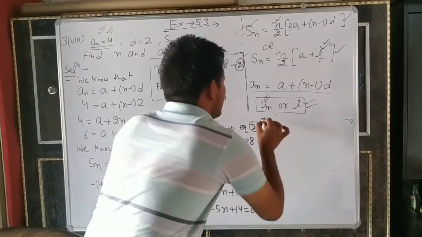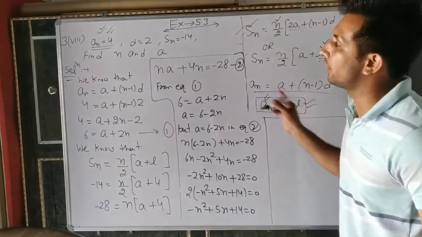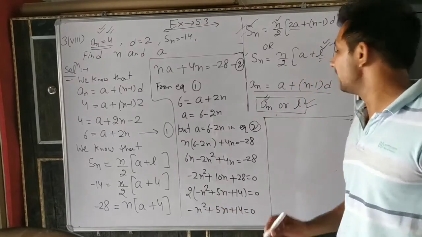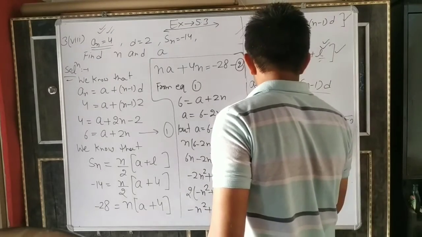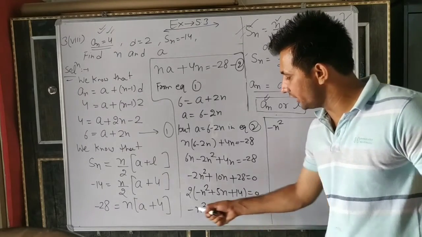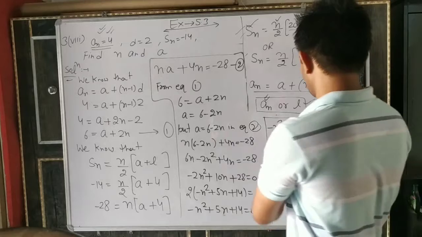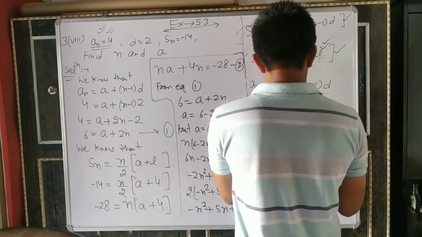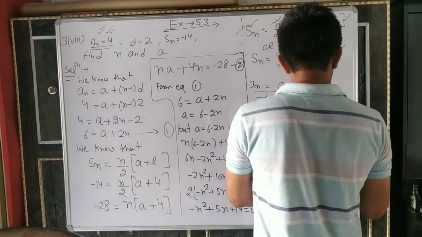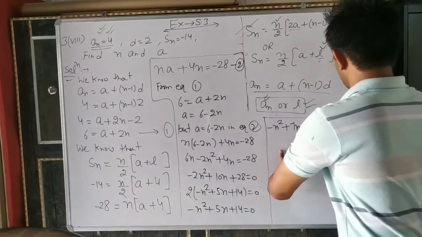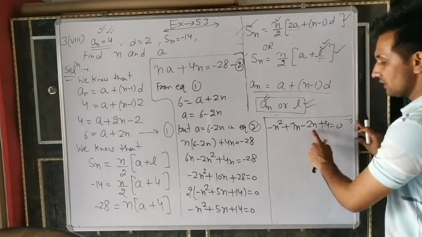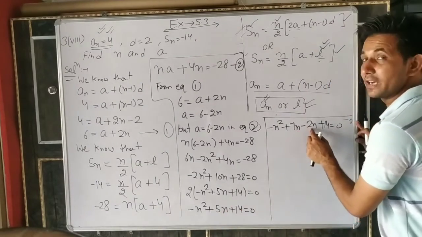Again it becomes a quadratic equation. We want to find n and A. So it is a quadratic equation in the variable n. So we will split the middle term. What is the middle? The sum of two numbers is 5 and the multiplication is 14 into minus 1, minus 14. So it becomes plus 7n minus 2n plus 14 equal to 0. So we split it into 7n minus 2n, which is 5n. 7 into minus 2 is minus 14.